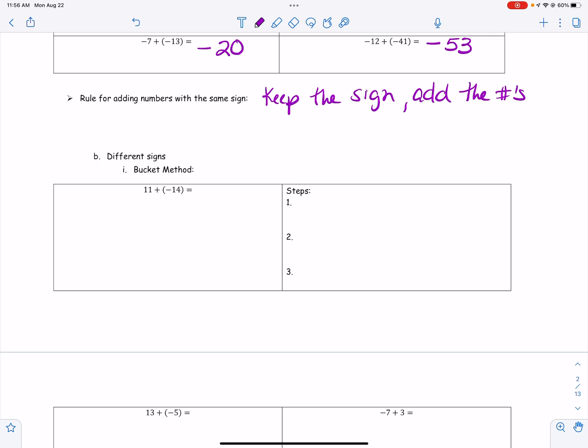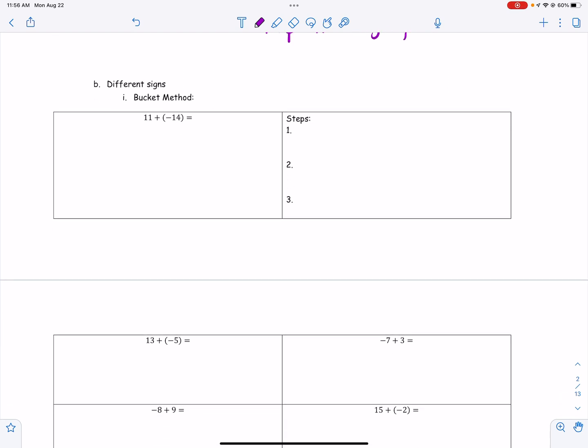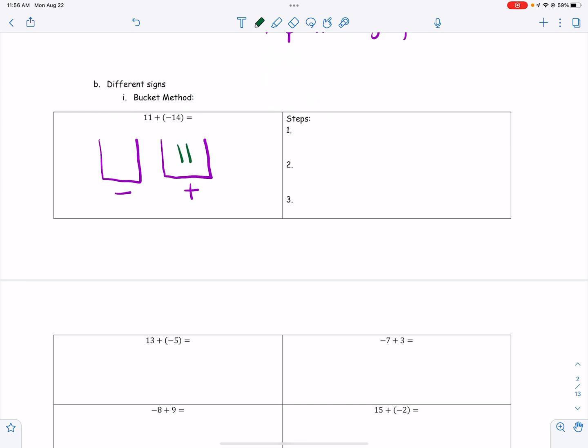I used to teach this as a bucket method, and I do use the bucket method. When you use buckets, I think it's helpful to visualize this process. I'm going to create a left bucket that is negative and a right bucket that is positive, so that you can see what I'm actually doing. Then I'm going to put the positive number, which is 11, in the positive bucket, and the 14, which is negative, in the negative bucket.